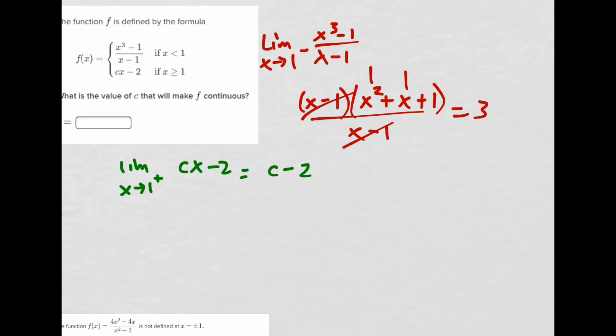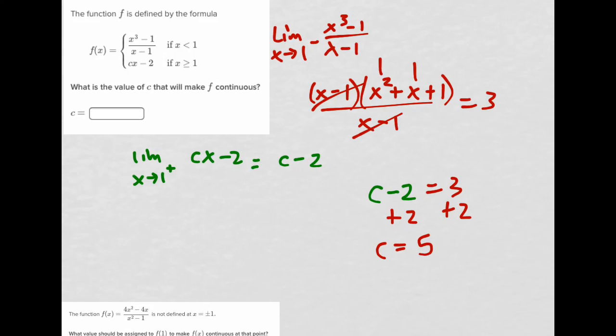I don't know. But for the limit to exist, and for it to be continuous, you have to go from the left and the right, and they have to agree with each other. So, what I'm going to do is set them equal to each other. And so, look at this. Plus 2, c is 5. C is 5. Okay?